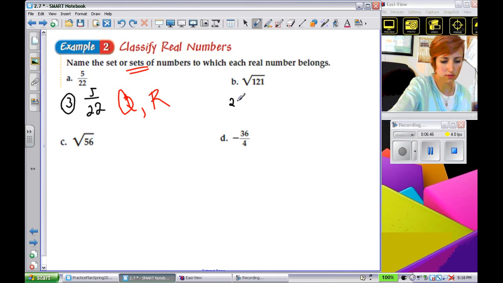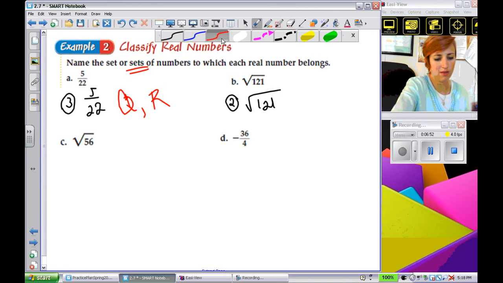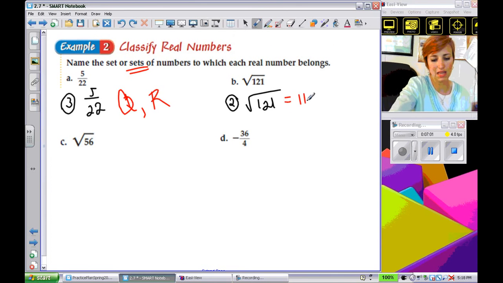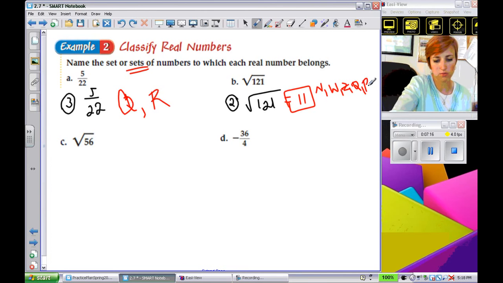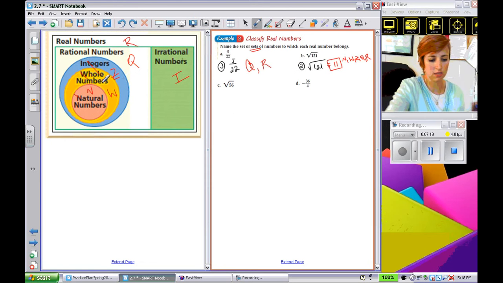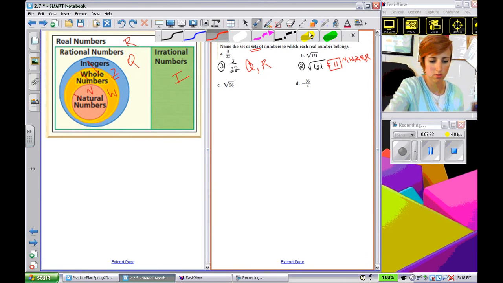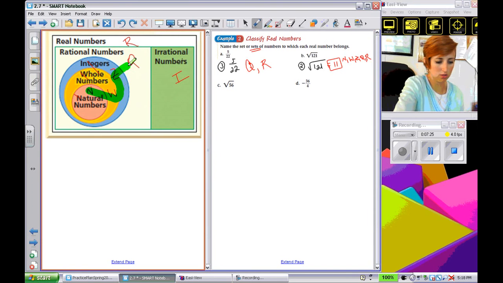Example 2, we're given the square root of 121. The very first thing we need to see is, can it reduce? Can I take the square root of 121? Yes, I can, and it gives us 11. Now, 11 is a number I can count to, and because I can count to 11, it makes it natural, which is also whole, an integer, rational, and real. So the smaller the group it's in, it's in all of them. So it's in all of these: natural, integer, rational, real.